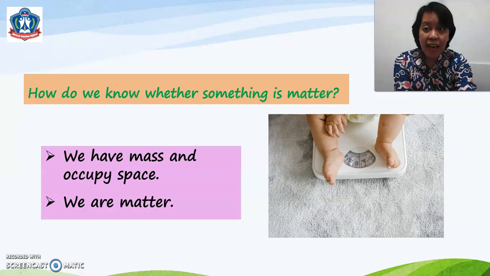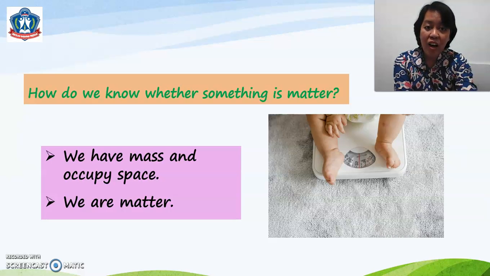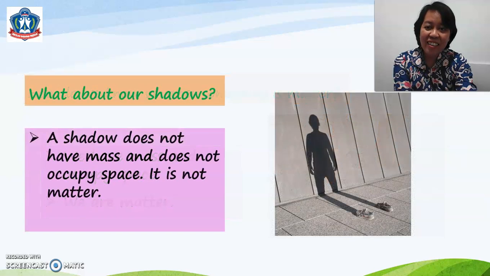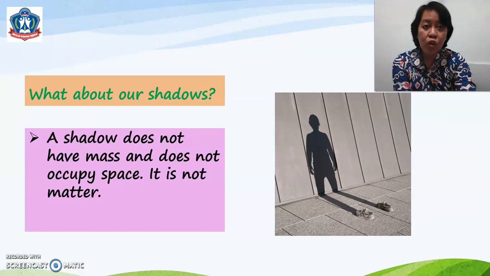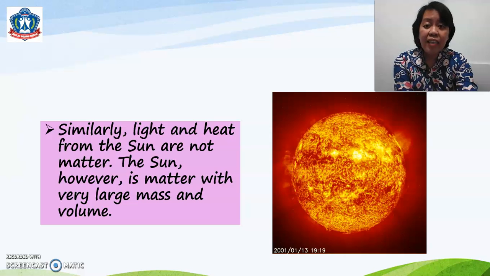How do we know whether something is matter? We have mass and occupy space, and we are matter because we have mass and we occupy space, just like the baby in the picture weighing on a weighing scale. What about our shadows? A shadow does not have mass and does not occupy space, so a shadow is not matter. Similarly, light and heat from the sun are not matter. The sun, however, is matter with very large mass and volume.